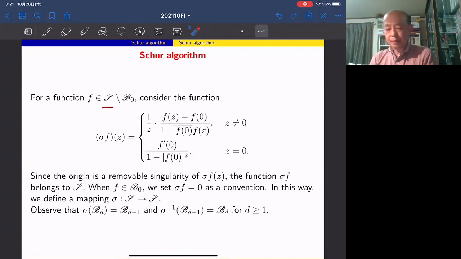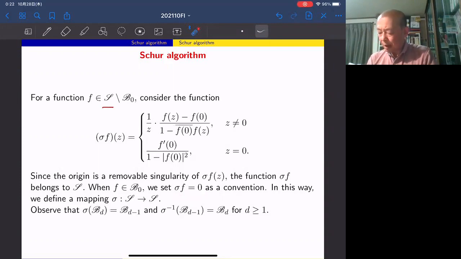And so as we observed, this function sigma f belongs to the Schur class again. For a unimodular constant, maybe for convenience, we set sigma f to be just 0 as a convention. Of course, maybe there is no reason to put it to be 0, but this is just a convention.